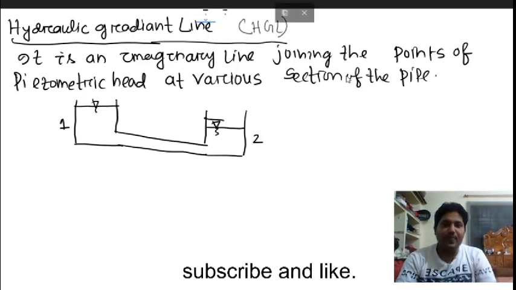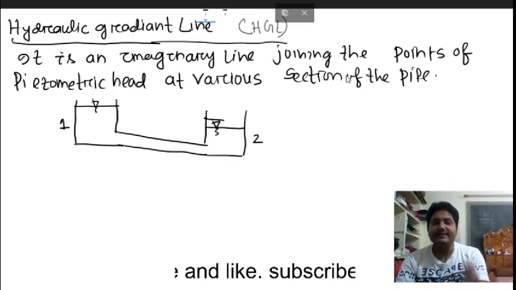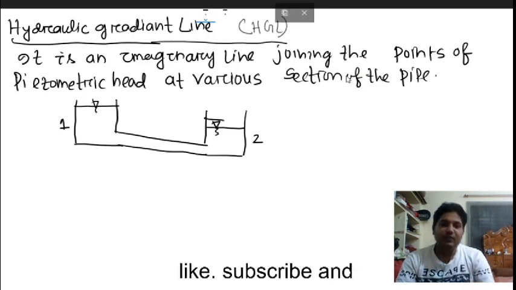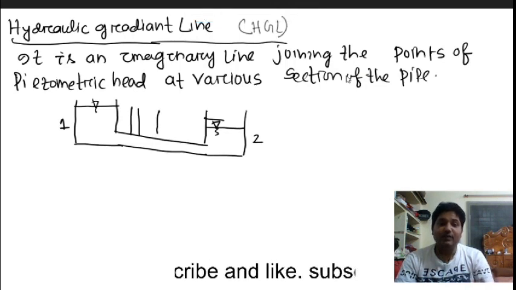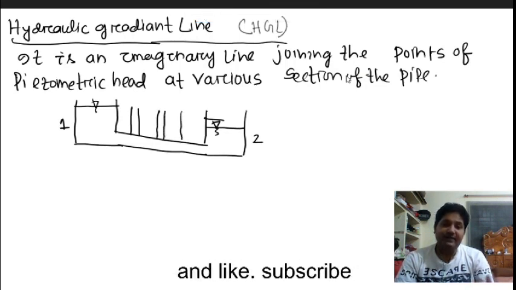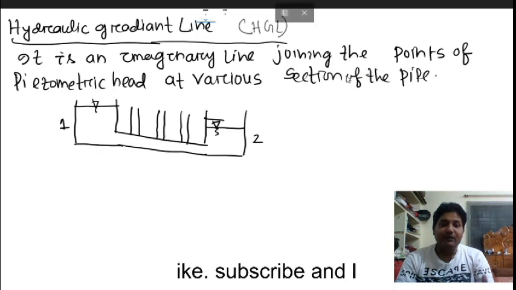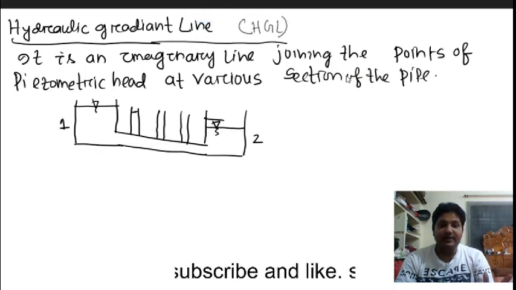Now suppose in between you choose various sections along the pipe, and you insert a piezometer at various locations of the pipe. The water will rise to a certain height. This is the water rise in the first piezometer, this is the rise in the second piezometer, and this is the rise in the third piezometer.